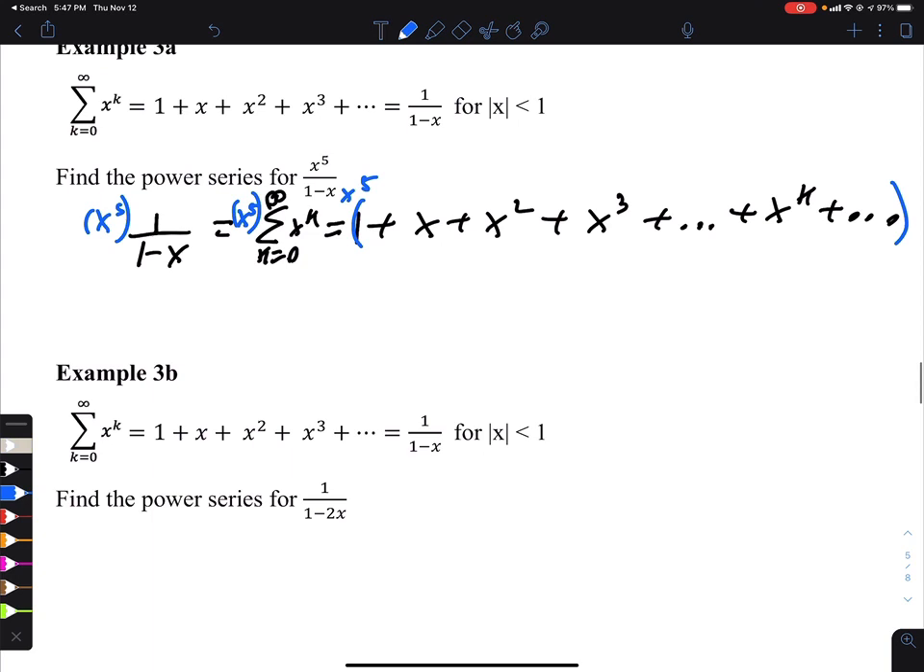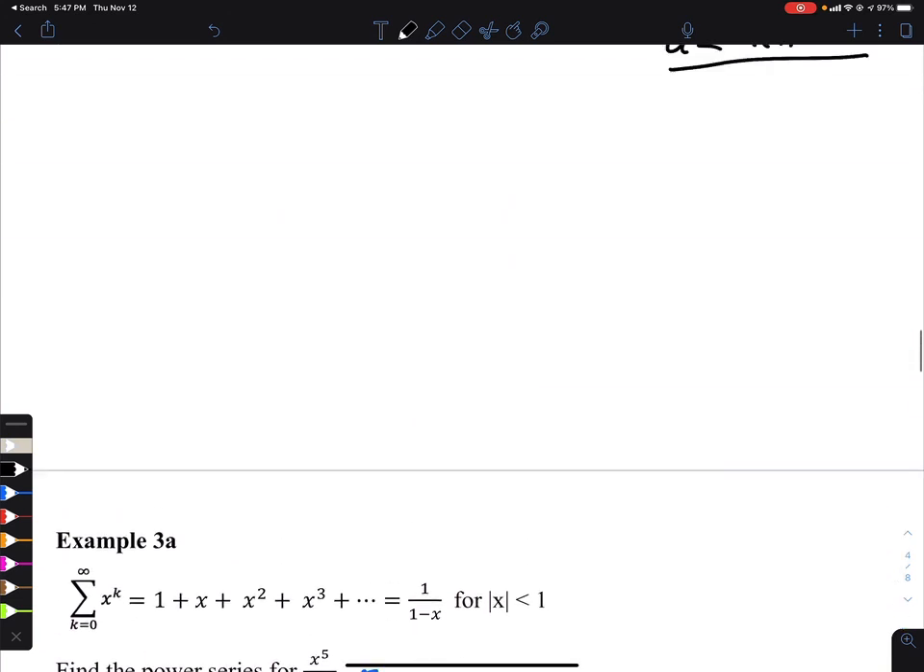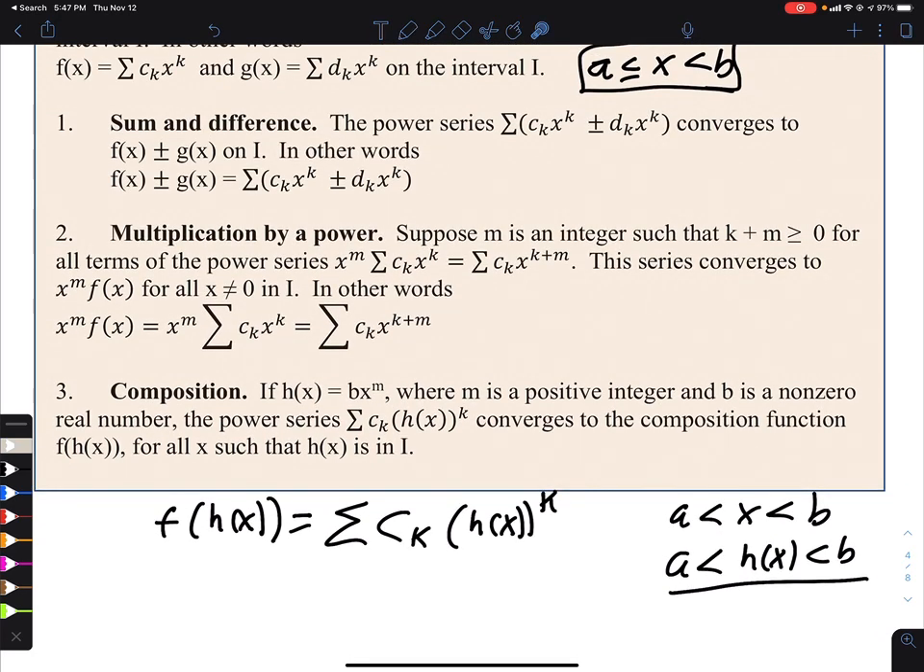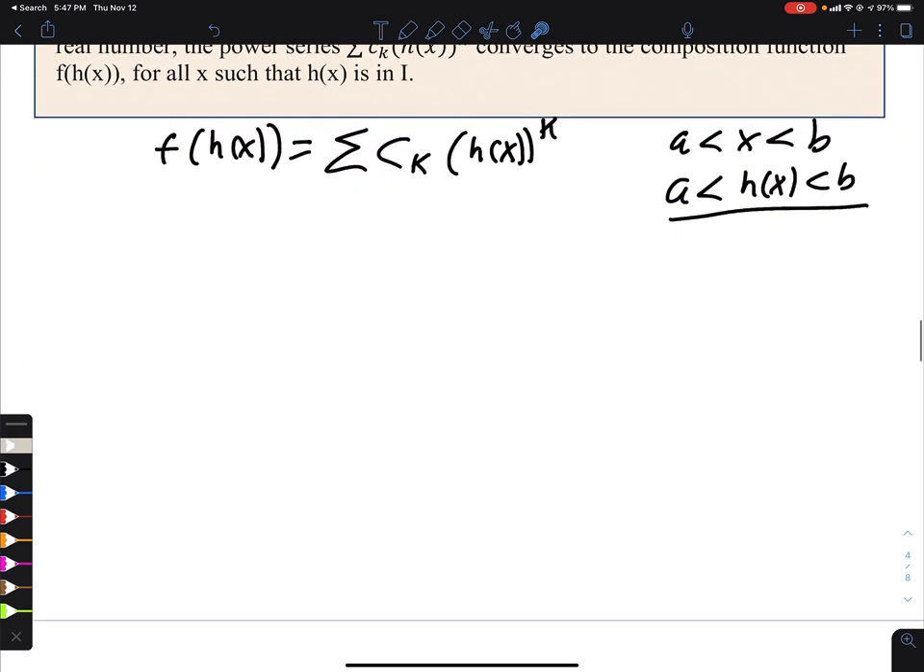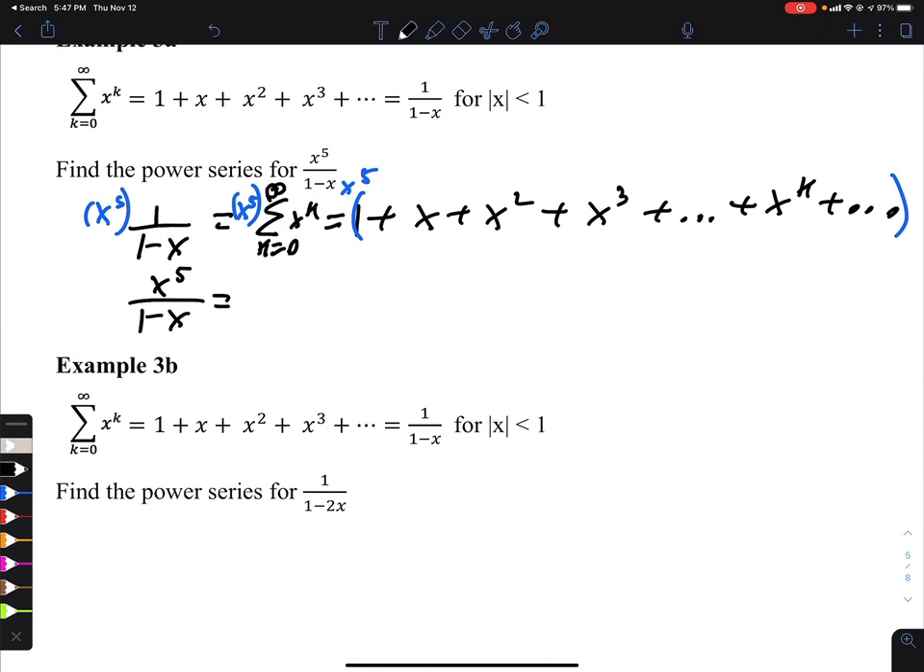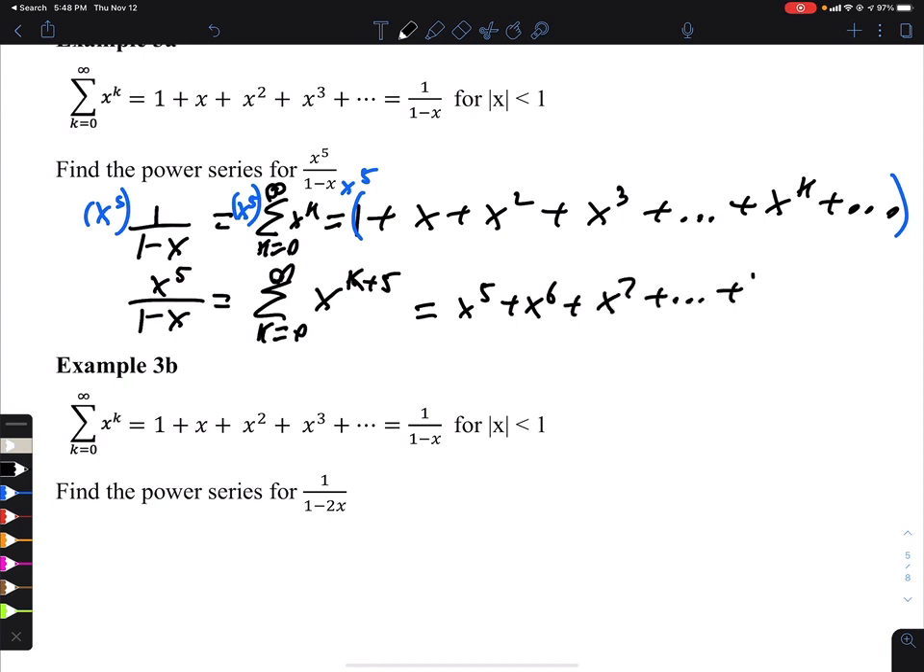If you can see that, now I have a new function, x to the fifth over 1 minus x. And what does the rule say? You're allowed to take that x to the m and move it inside and get that new power. So what does that do for us here? This will be x to the k plus 5. And on the series, it'll be x to the fifth plus x to the sixth plus x to the seventh dot dot dot plus x to the k plus 5 plus dot dot dot. Hopefully that makes sense to you.